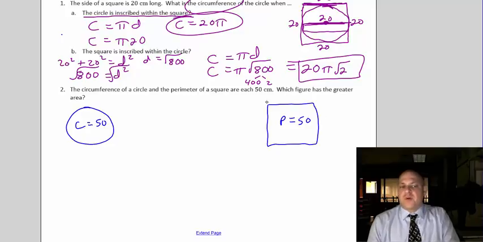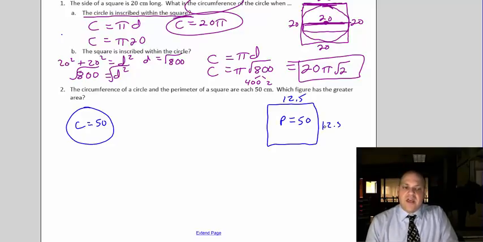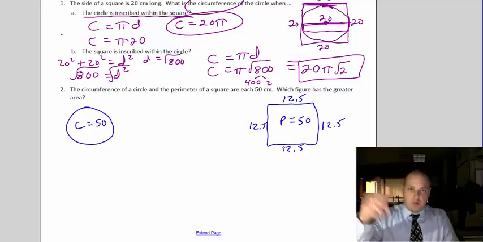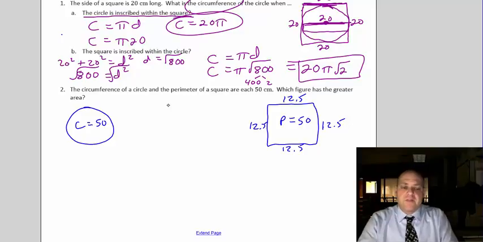So if the perimeter of a square is 50, that means each side is 12 and a half, 12 and a half, 12 and a half, 12 and a half. That's because you just divide by 4. Each side is equal, so the distance around the perimeter has to be 12 and a half for each side in order to make up 50. That's pretty simple. I think you should know perimeter by now. Circumference 50, that's all the way around.